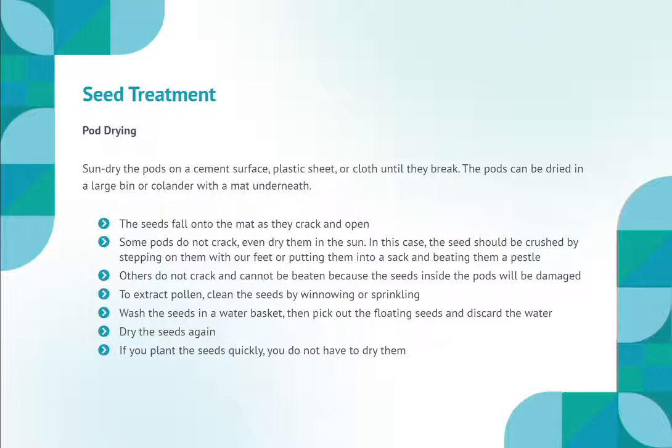To extract the seeds, clean them by winnowing or sprinkling. Wash the seeds in a water basket, then pick out the floating seeds and discard the water. Dry the seeds again. If you plant the seeds quickly, you do not have to dry them.